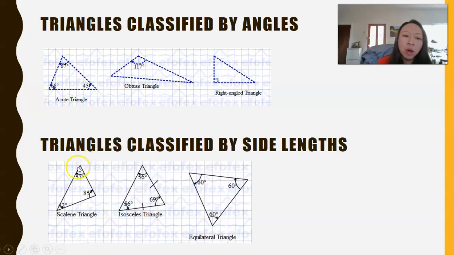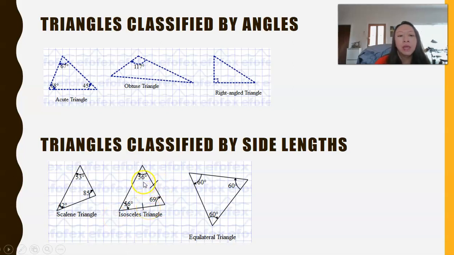The first one has lengths of different sizes, and therefore, do you notice that all the angles have different values as well? So this one is called a scalene triangle. The second one is an isosceles triangle. An isosceles triangle has two equal sides. That means two of these sides have the same length, and therefore I marked it this way.